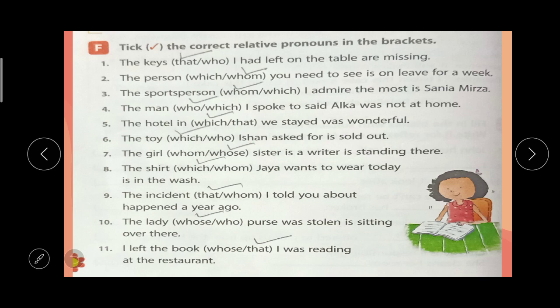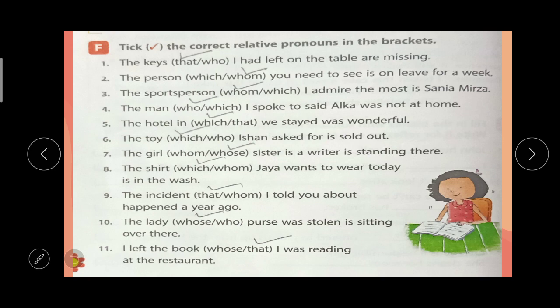Number 1. The keys that I had left on the table are missing. Number 2. The person whom you need to see is only here for a week. Number 3. The sports person whom I admire the most is Sania Mirza. Number 4. The man who I spoke to said Alka was not at home. Number 5. The hotel in which we stayed was wonderful. Number 6. The toy which Ishan asked for is sold out. Number 7. The girl whose sister is a writer is standing there.